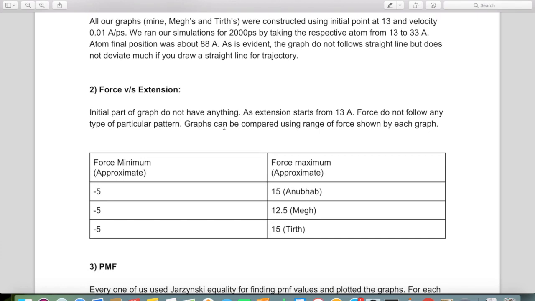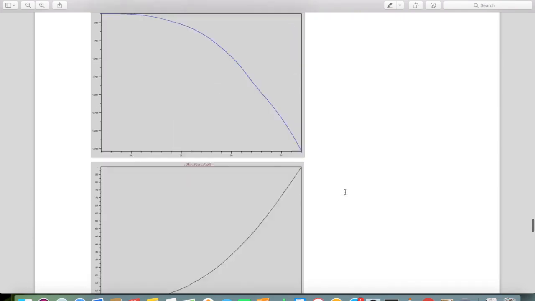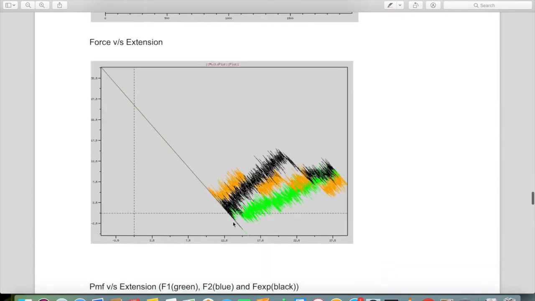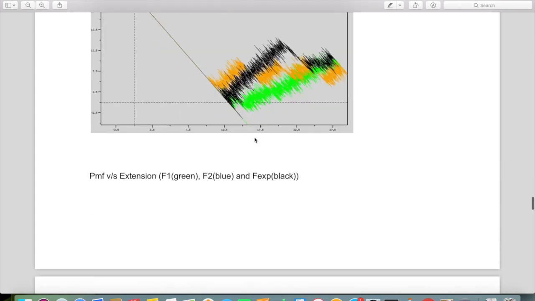Force versus extension. The initial part of the graph does not have anything, as the extension starts from 13 angstrom. Force does not follow any particular pattern. Graphs can be compared using the range of force shown by each graph. These are the different forces in different molecules. This is the minimum force and this is the maximum force. They correspond to the lowest Y value and the highest Y value in the force versus extension graph.